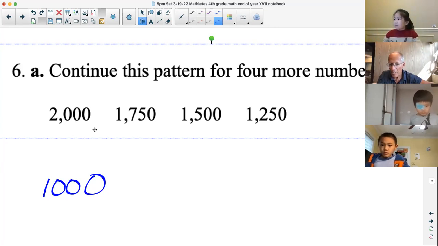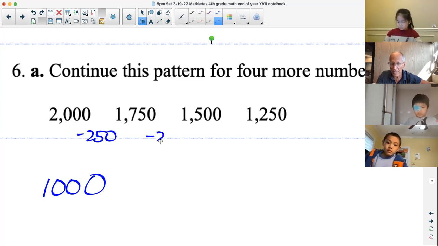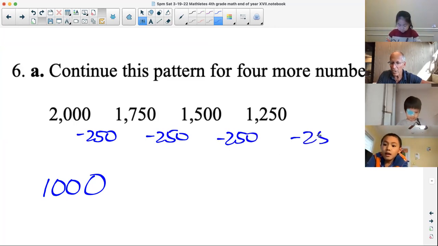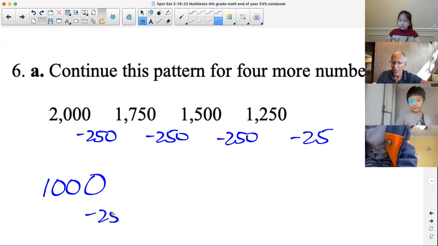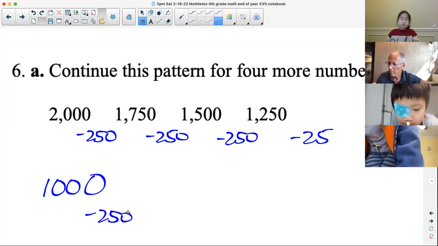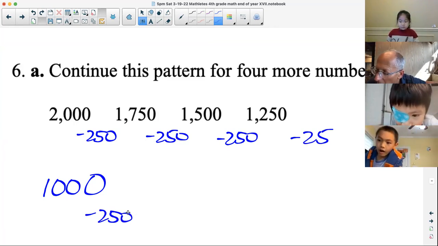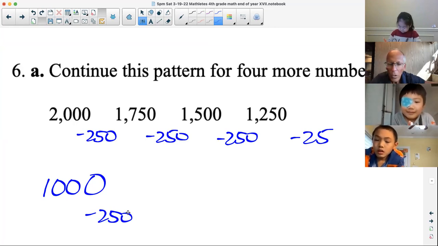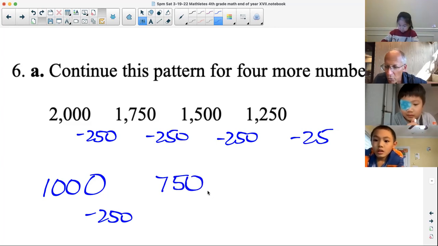Come on, 2,000 minus 250. Minus 250. Come on, Jason E. Minus 250. What's 1,000 minus 250? Negative 25. So if you got 750, you would be right.